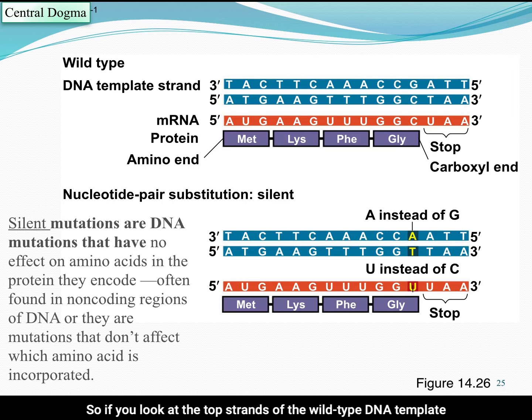So if you look at the top strand, of the wild-type DNA template strand and read from 5 to 3 prime, you'll see that a mutation is introduced. A silent mutation is where an A is there instead of a G. This still produces the same amino acid sequence. So because there's a mutation that doesn't impact the amino acid which is incorporated, this is a silent mutation.